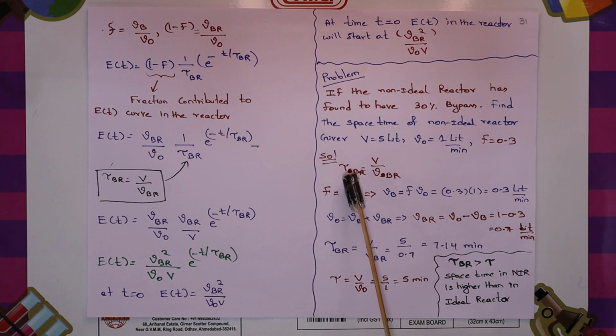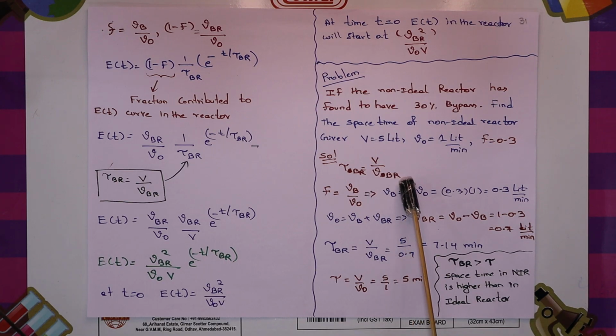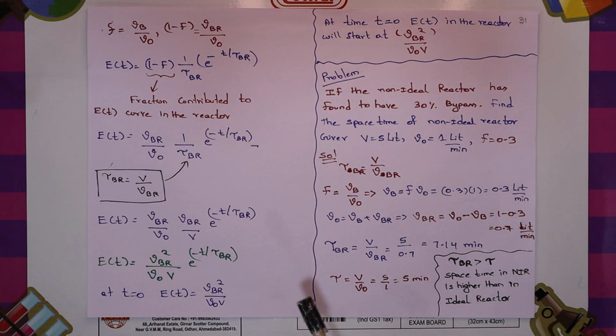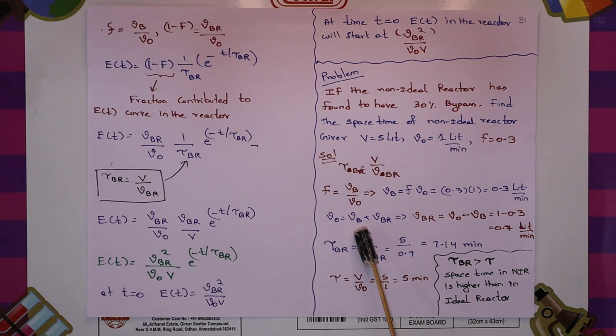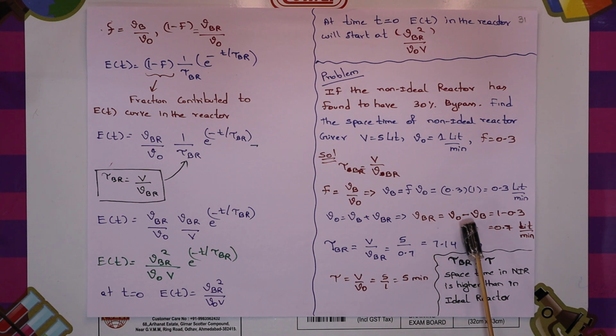So the actual space time of the reactor is nothing but volume divided by the volumetric flow rate that goes into the reactor. Let us go through some steps. F equal to nu b by nu 0, so nu b is equal to F into nu 0. Given F equal to 0.3, nu b is equal to 0.3 liter per minute. From this I got the value of nu b. What is the total volumetric flow rate? It is the volumetric flow rate that is bypassing plus the volumetric flow rate through the reactor. So the volumetric flow rate through the reactor is equal to the total volumetric flow rate minus the volume that is getting bypassed, that is 1 minus 0.3, which is 0.7 liter per minute.